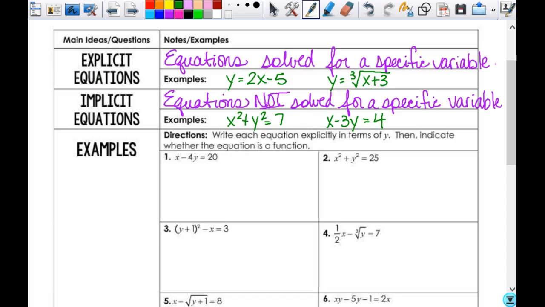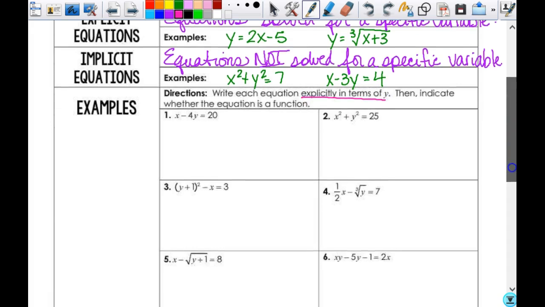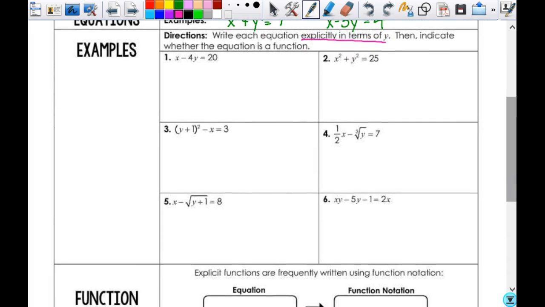So we're going to do these first 6 examples together, and this says write each equation explicitly in terms of y. That means we are going to solve for y, right? Basically, that's what that means. And then it also says state whether or not it is a function, because right now we're just talking about these as equations. Some of them are functions, some of them are not.